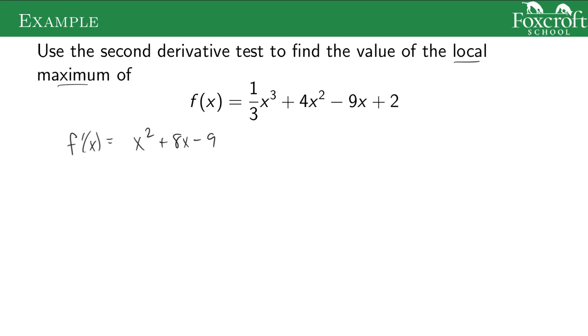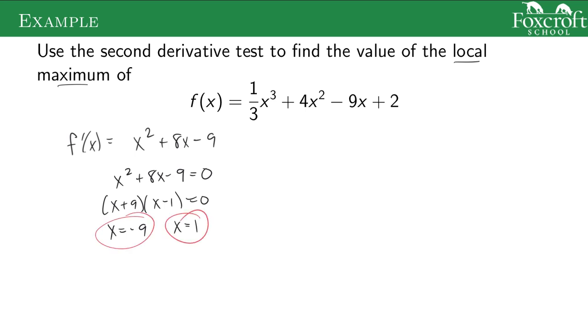And we know our local maxes or mins happen at critical points, which is when this is 0, and also where it's undefined, but this isn't undefined because it's a polynomial. This factors into x plus 9 times x minus 1. So that's negative 9 and 1. These are our critical points. We could go from here and do the first derivative test, which would mean making a whole number line.